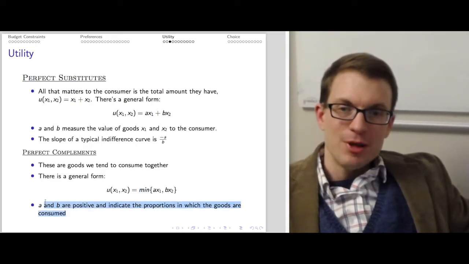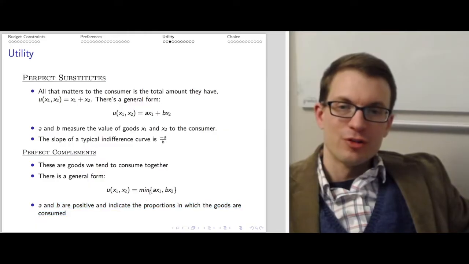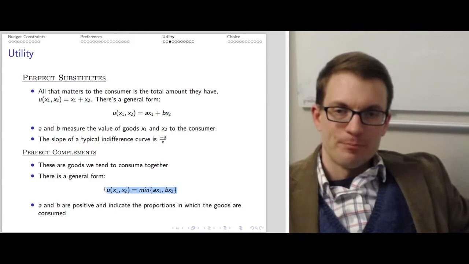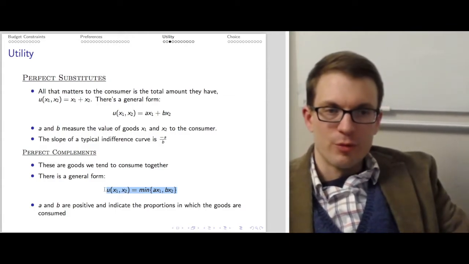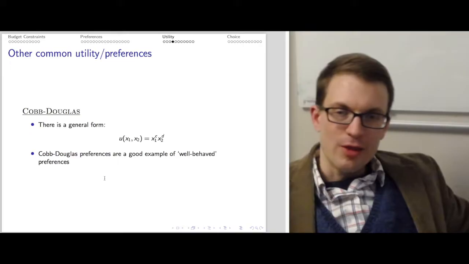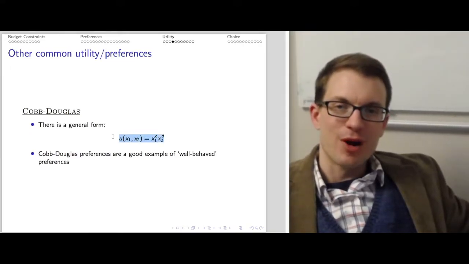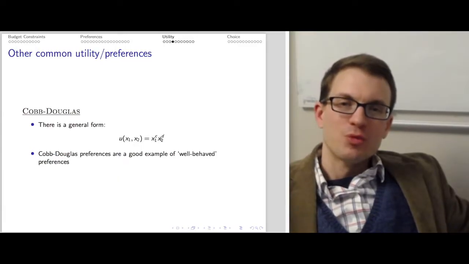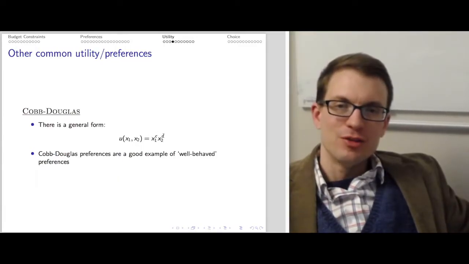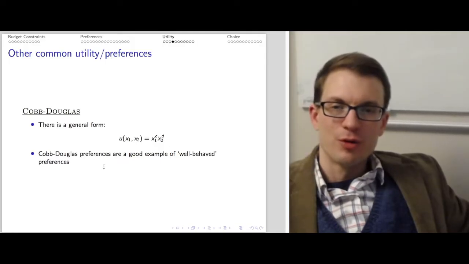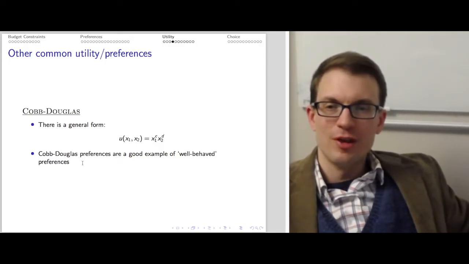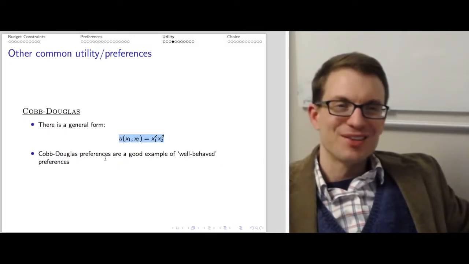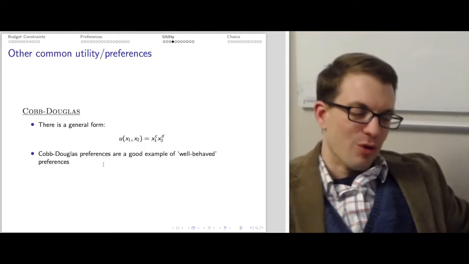A and B are positive and indicate the proportions in which the goods are consumed. We won't have to worry about that so much. Then there's another general form we could use for well-behaved preferences. This would be if you multiply x1 times x2, with these powers. This is what we call Cobb-Douglas preferences. They're an example of well-behaved preferences. They're actually kind of cool, and there's a lot of neat things you can do with this, but we won't worry about that.